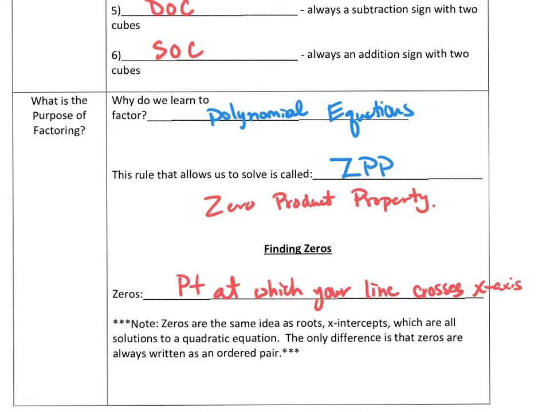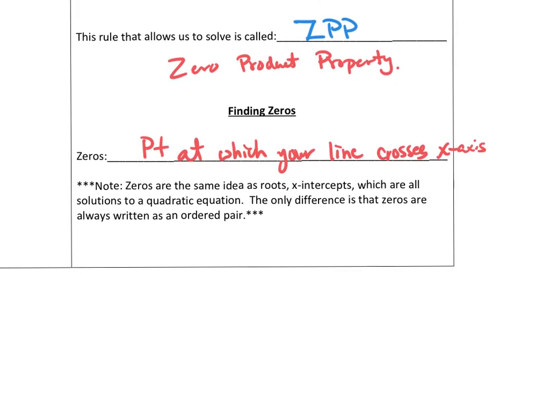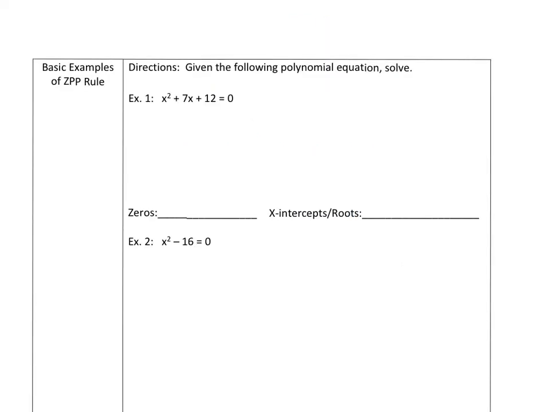Also, just note, depending on if you go to college algebra, sometimes you'll hear these things called zeros. Sometimes you'll hear them called roots or x-intercepts. They all mean kind of the same idea, depending on which term your teacher wants to use. We'll talk about them in terms of zeros today, in terms of your ordered pair format. Okay, flipping over to the next page.